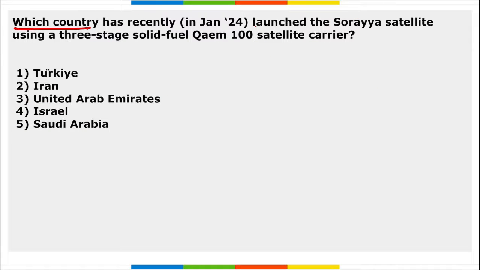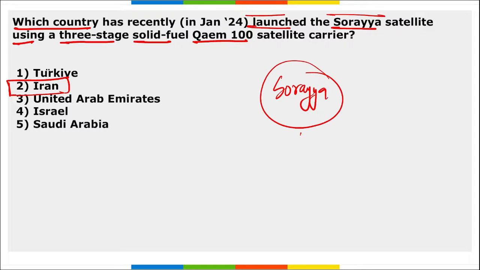Next, which country has recently launched the Soraya satellite using a three-stage solid fuel Qaem 100 satellite carrier? This was launched by Iran, right? Iran has launched this Soraya satellite using the three-stage solid fuel Qaem 100 satellite carrier.